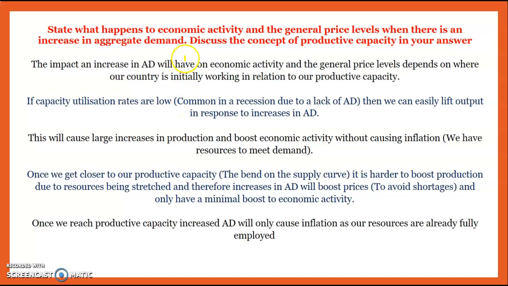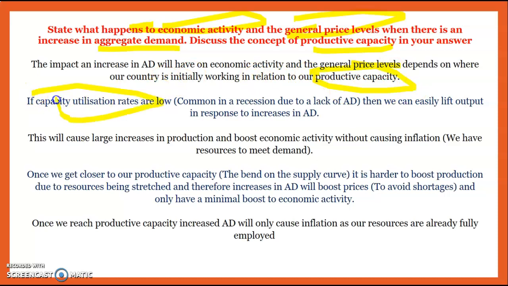Okay, in this question, we're talking about what happens to economic activity, or basically our GDP, and price levels when there's an increase in aggregate demand. And it asks you to explain the concept of productive capacity. So it's really important to understand the different impact that aggregate demand has on the economy, depending on where we are in relation to our productive capacity. The impact an increase in demand will have on economic activity and the price level depends on where a country is working in relation to its productive capacity.